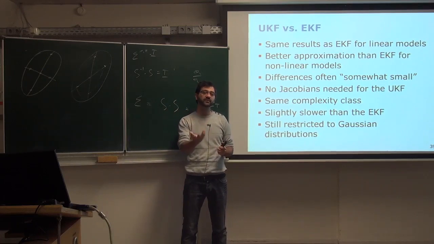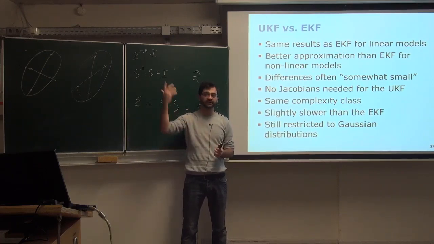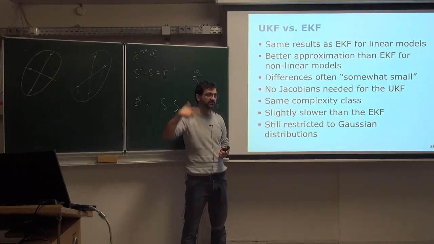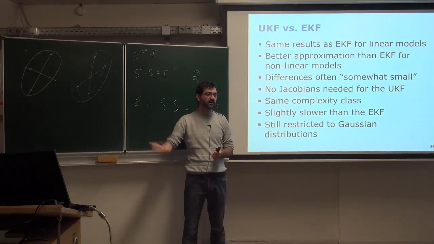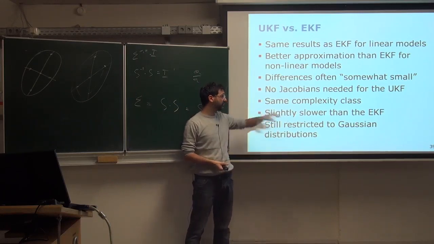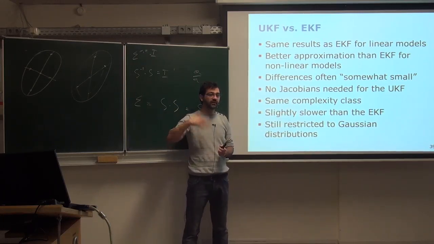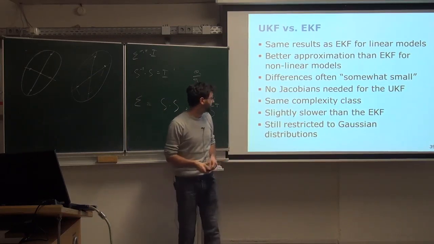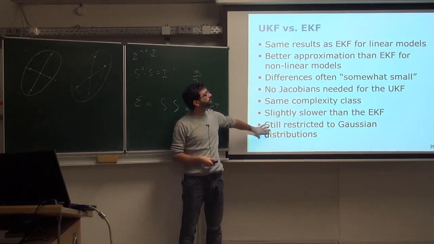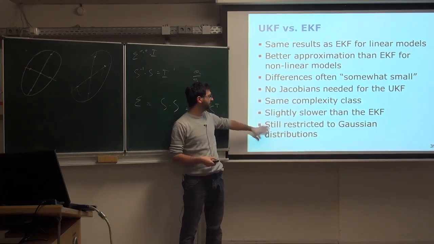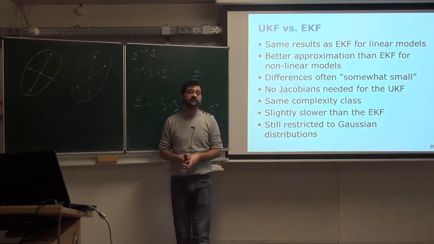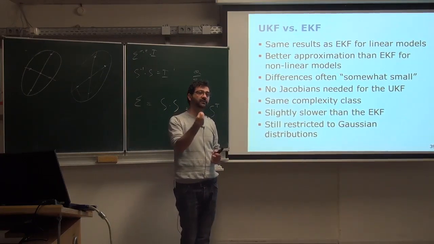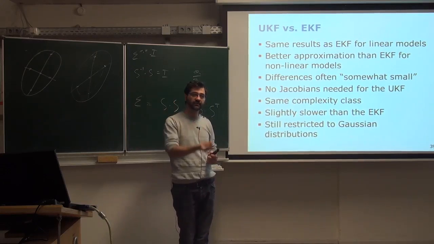If the function is very costly, maybe, and the space is very high dimensional, maybe it's too expensive to call this function many times. But as a complexity class, in terms of computational complexity, asymptotic complexity, they are in the same class. And another thing: they both assume that you are dealing with a Gaussian distribution. So they both only consider the mean and covariance of your random variable.